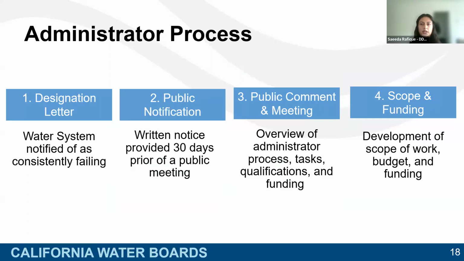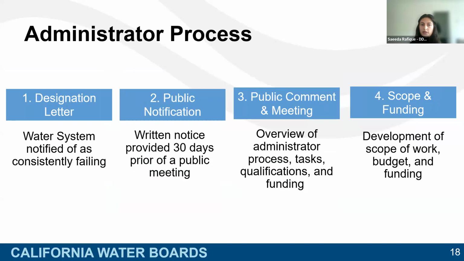So step one is the designation letter. This is where the state board will notify the water system that they have been identified as consistently failing to provide an adequate supply of safe, clean, and affordable drinking water to a disadvantaged community. And the system is given an opportunity to prove otherwise.